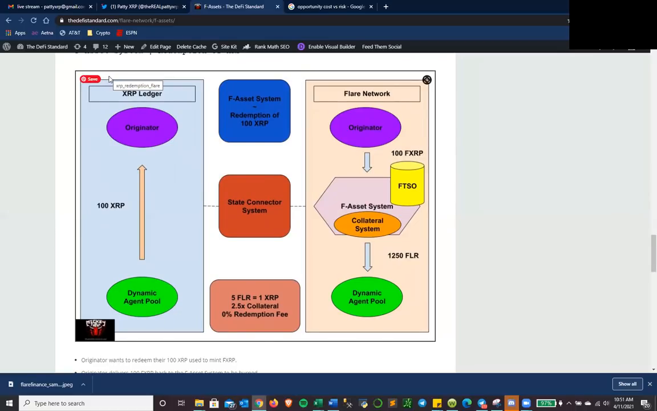You've gotten whatever you've earned from the Flare network by having that 100 FXRP, plus now you get your XRP back and you're just on the XRP ledger. So this is probably the simplest part of it.